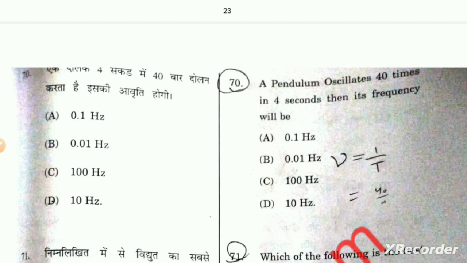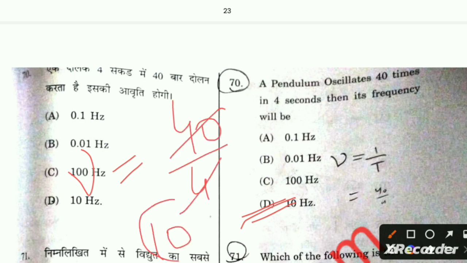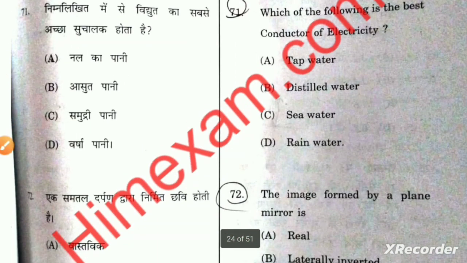The pendulum oscillates 40 times in 4 seconds. There is an oscillation and there is a pendulum. The oscillation is 40 times in 4 seconds. Then you have to find out the frequency. This is a very easy question. So the right option is 10 Hertz, because you know that frequency is oscillations upon time. Oscillation is 40 and the time is 4. This is a direct question which comes in examination. So 10 Hertz is the right option. So move to the next question.